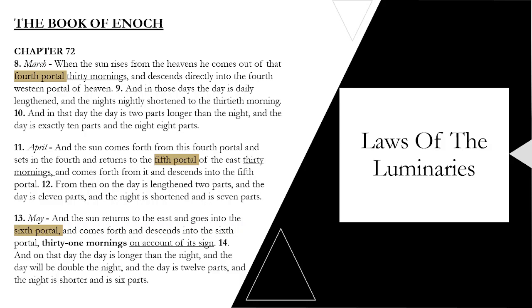You might be asking yourself the question, why is it 31 mornings in the month of May? And there are not 31 mornings in the month of March or April. Well, it tells you here it's on account of its sign. So what sign is this? The sign is the 31st day in May. The 31st day is an intercalary day. And an intercalary day is a day that indicates that a change of season is taking place.